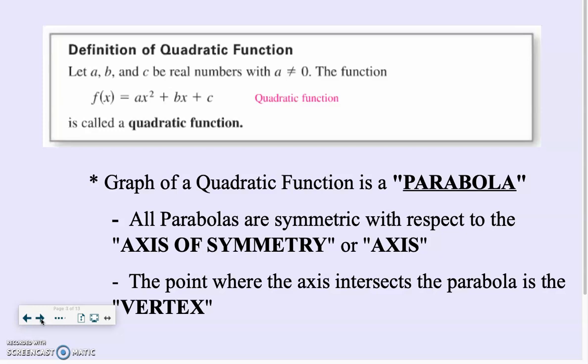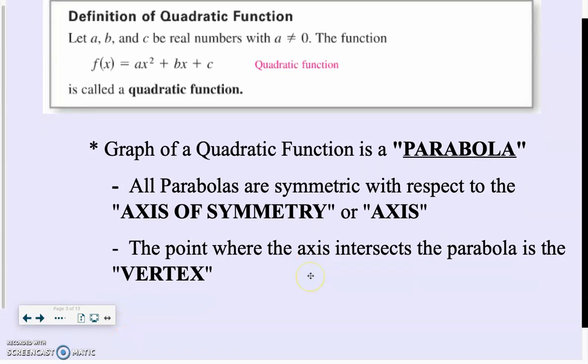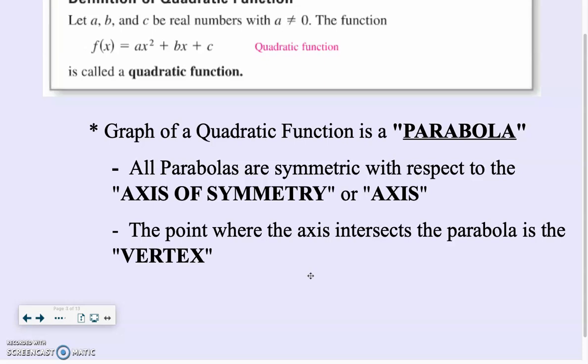So a couple of other pieces here that we've already talked about, actually. The graph of a quadratic function is a parabola. We know quite a bit about parabolas. I would highly encourage you to always keep in the back of your mind what the parent function of the quadratic function looks like. All parabolas are going to be symmetric with respect to what we call the axis of symmetry. Sometimes that's shortened to just being called the axis. And this is another situation where we do not want you to overthink it.